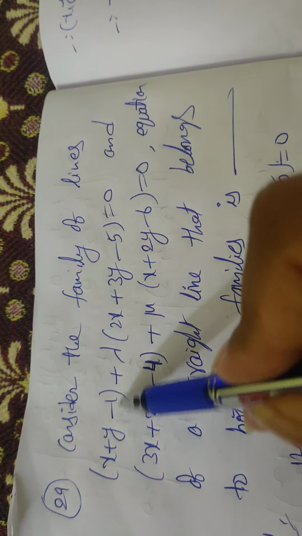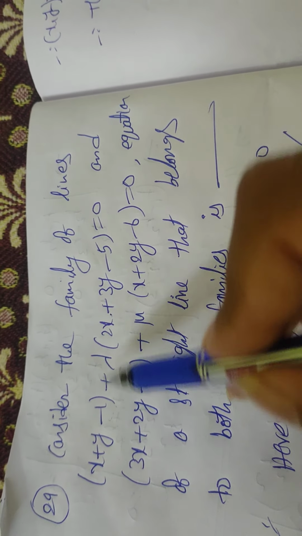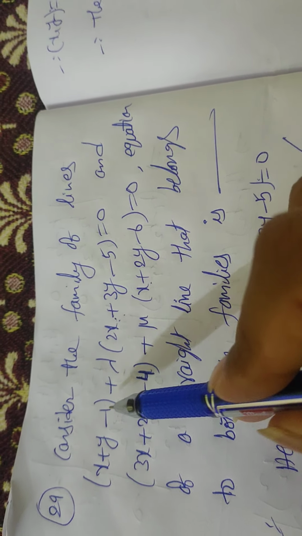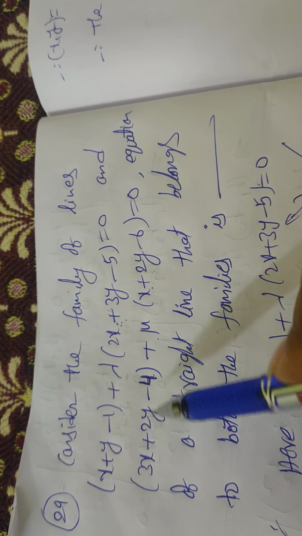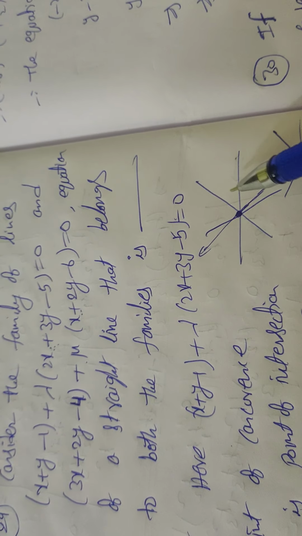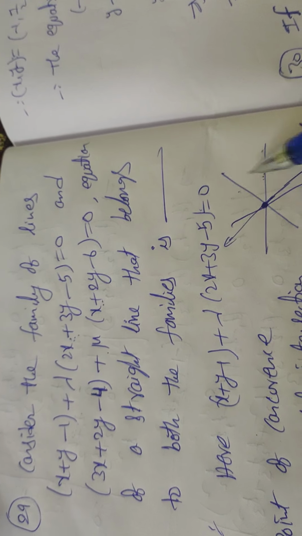So they have given this is a family of concurrent lines. This is also a family of concurrent lines. This family of concurrent lines passes through the point of intersection of these two lines. This one also passes through the point of intersection of these two lines. Very clear.